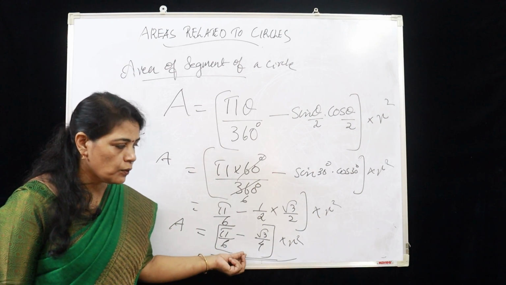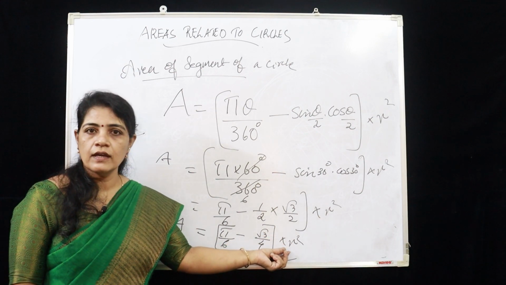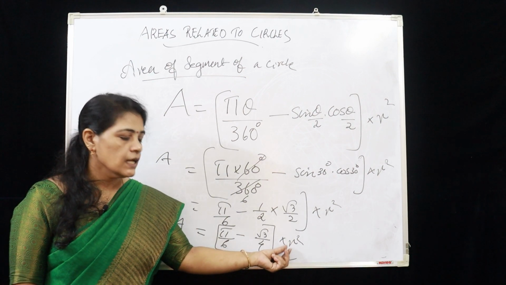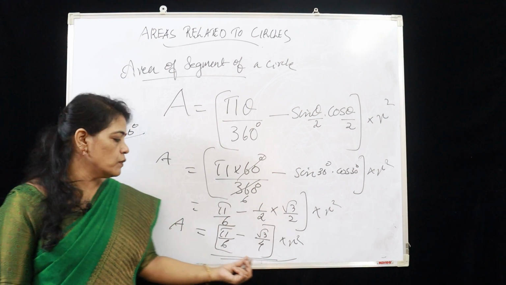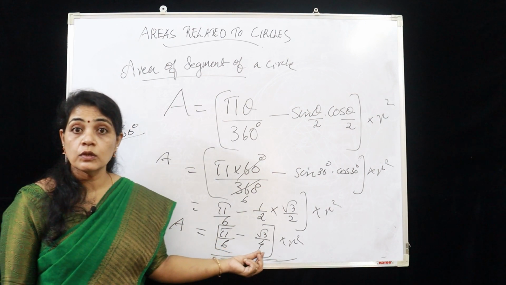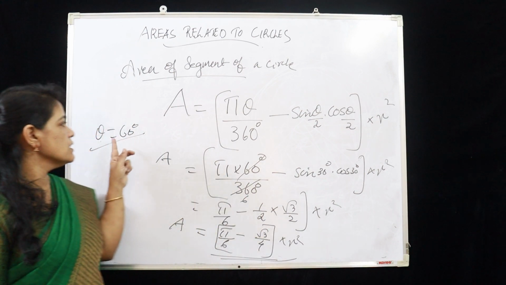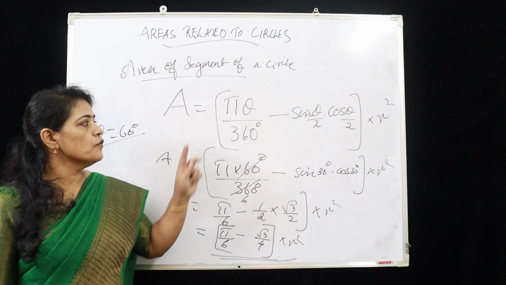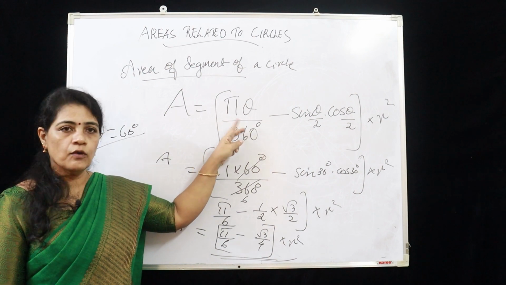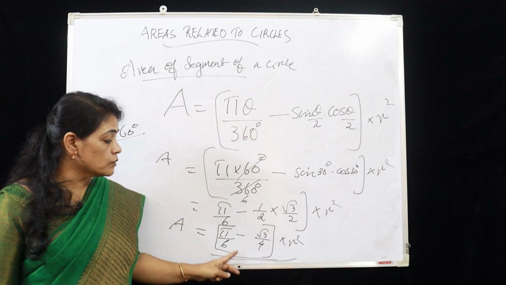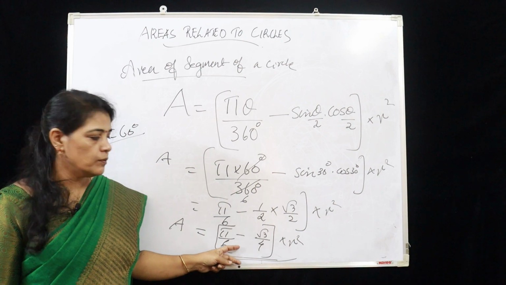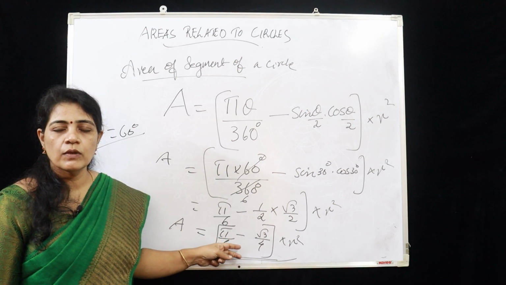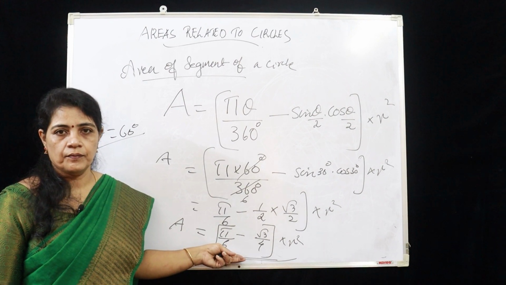If you know the radius of a circle, the corresponding segment can be calculated by using the formula pi by 6 minus root 3 by 4 into R square when theta is equal to 60 degree. Is it clear? This should be carefully studied, because this is the only thing we need to calculate the area of the segment for theta equal to 60 degree.